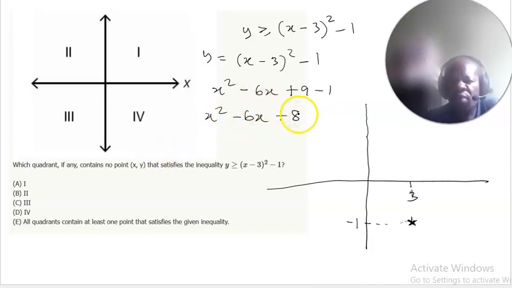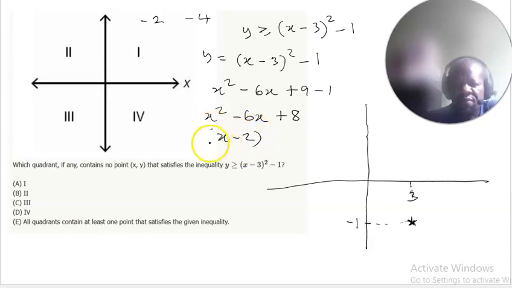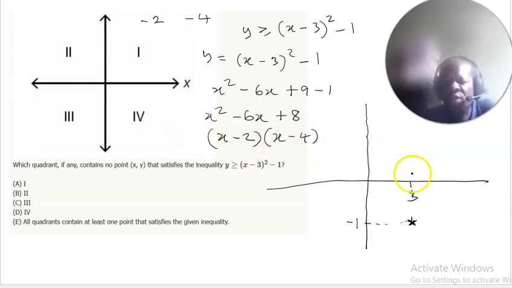So what two numbers do we multiply to give 8 and add to give minus 6? Those two numbers are minus 2 and minus 4. When they multiply, they give 8. When you add them together, it gives minus 6. So the solution of this will now be (x minus 2)(x minus 4). So that means the roots of this parabola are 2 and 4. Let's say 2 is here. Let's say 4 is here.